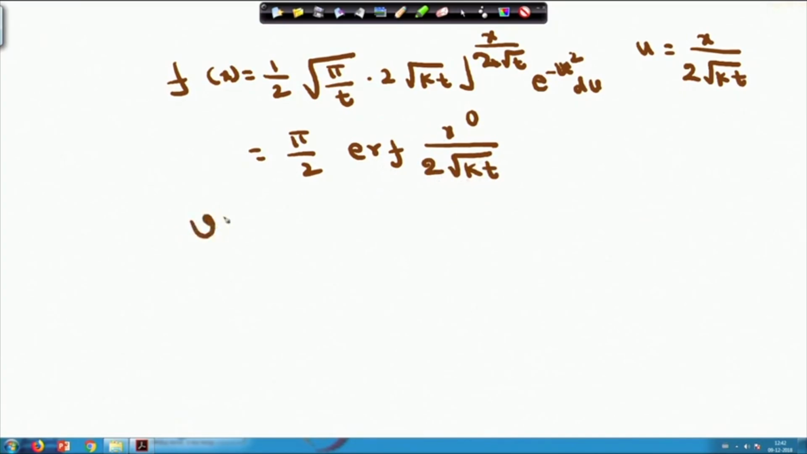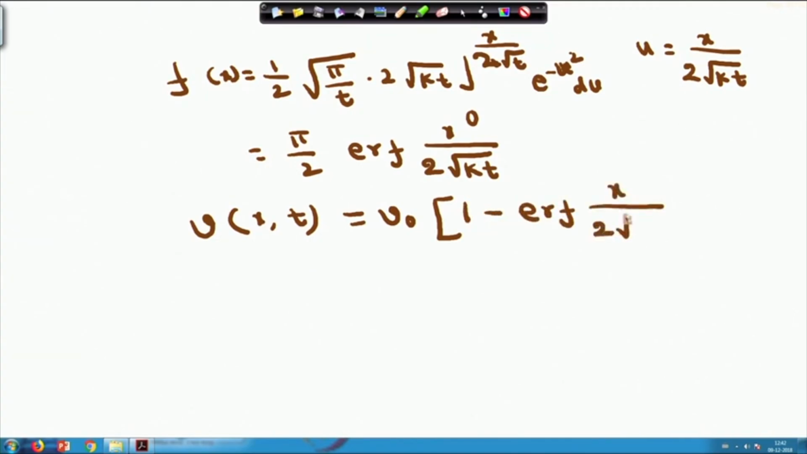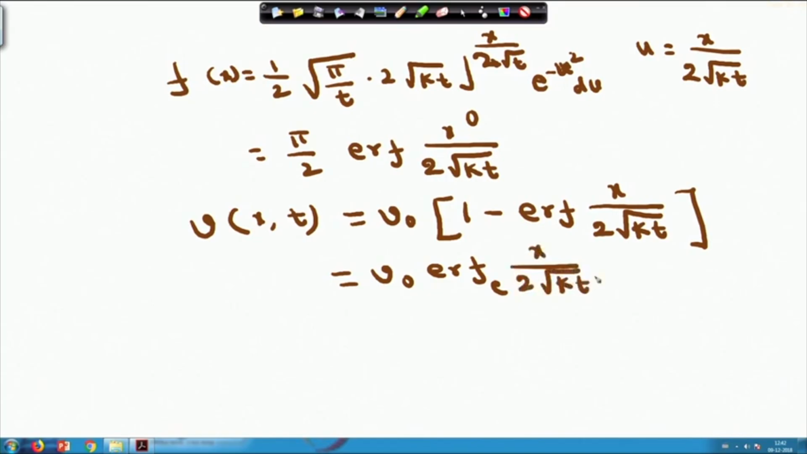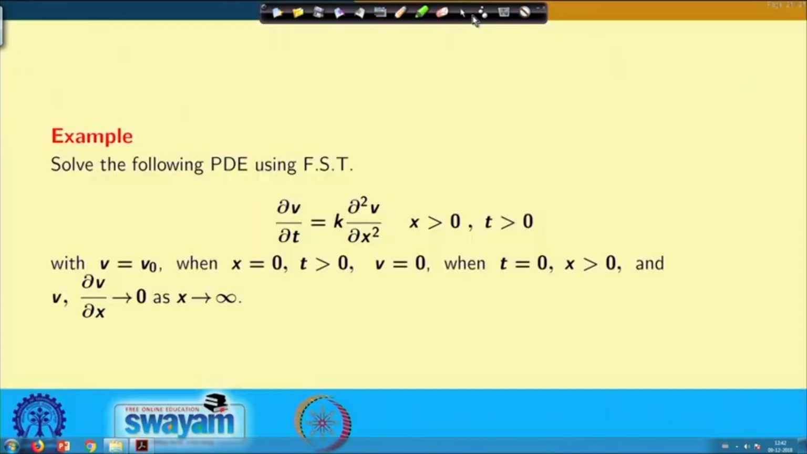So that your v x t will be equal to v 0 into 1 minus ERF of x by twice root k t, and this you can write down as the complementary error function, ERFC of x by twice root k t. So, this will be the solution of the given problem. So, let us see quickly over here.